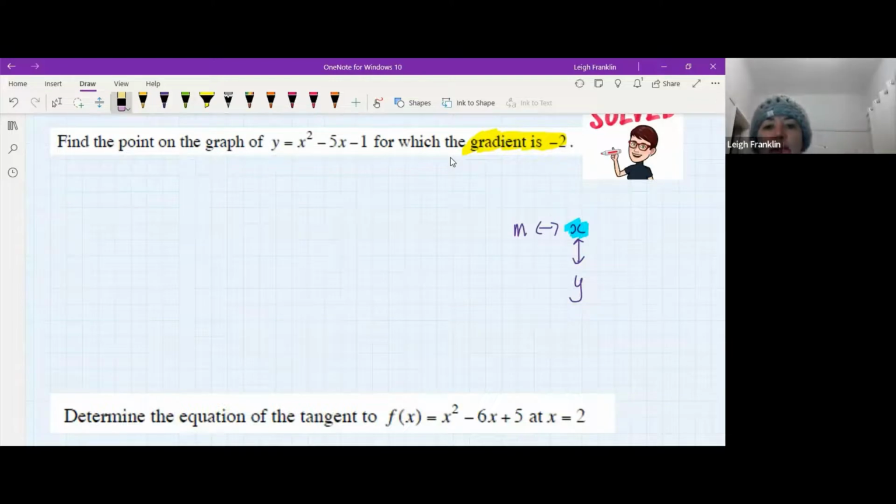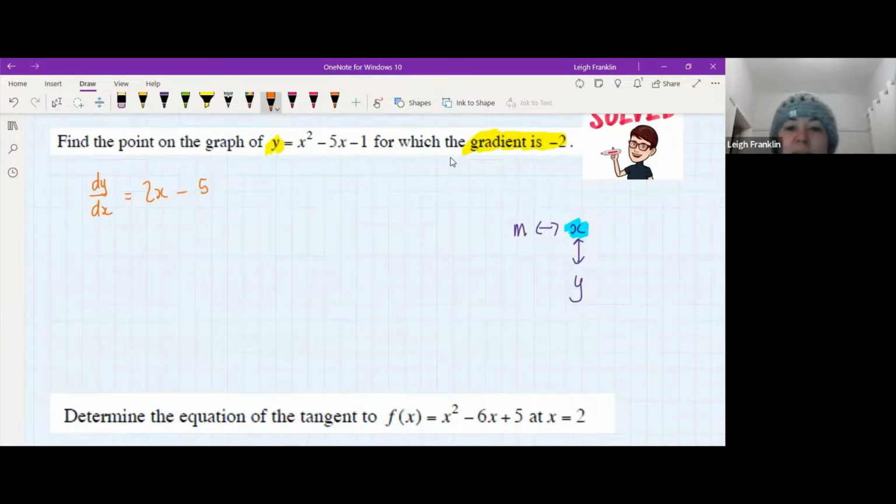Okay, so they've given us the gradient is -2. They give us the gradient. The first thing that we have to work out is x, all right? So now, how are we going to link what we see here to our gradient? Remember, our gradient is our derivative, our gradient at a point. So here, we need to derive y with respect to x. So that will give us 2x minus 5.